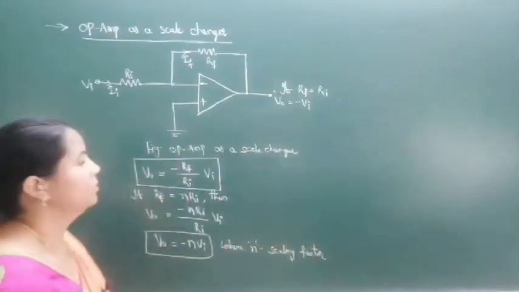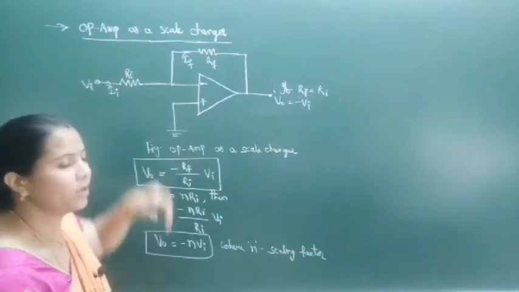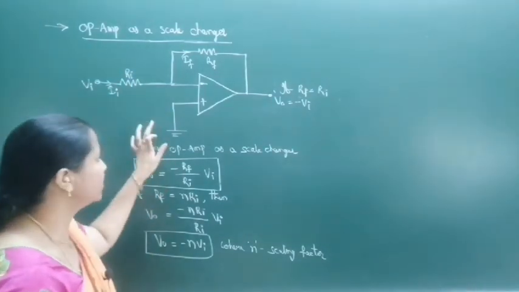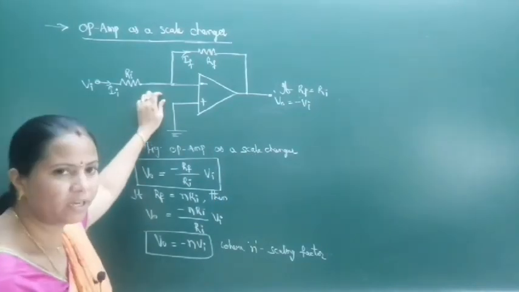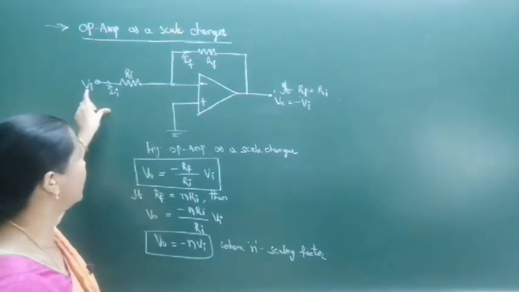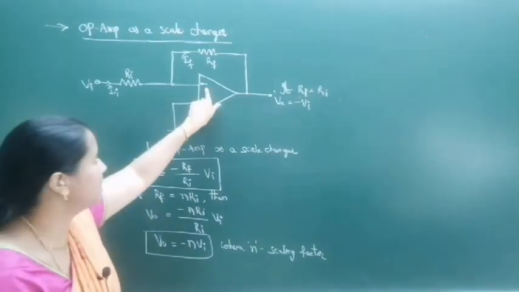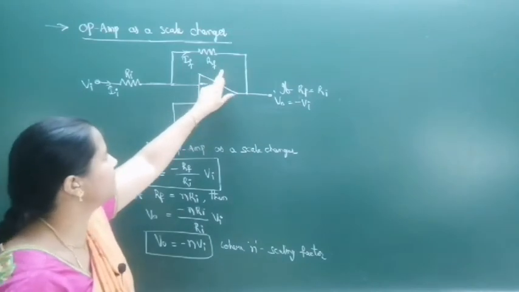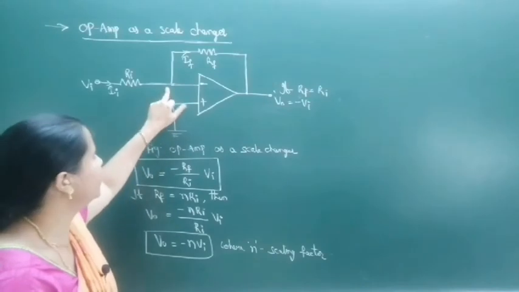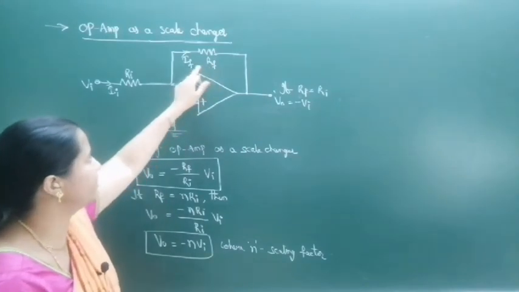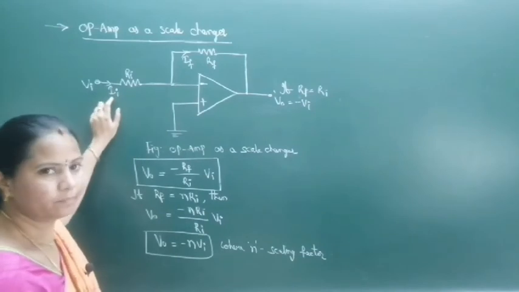Okay. Coming to the next type of application of the operational amplifier, as a scale changer. This is the circuit diagram of the operational amplifier as a scale changer. Here this circuit acts as an inverting amplifier, where we are giving the input signal Vi to the inverting terminal of the operational amplifier, and we are connecting the feedback resistor from output to input. The current flowing through the feedback resistor Rf is If, and the current flowing through the input resistor Ri is Ii.